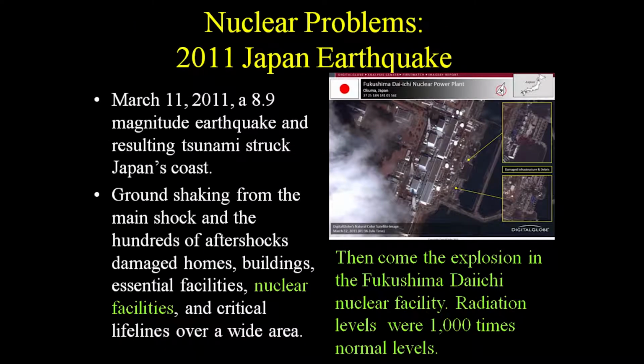On March 11, 2011, in Sendai, Japan, ground shaking caused by an 8.9 magnitude earthquake and a subsequent tsunami damaged the 2 Fukushima nuclear power plants, Fukushima Daiichi and Fukushima Daini, and caused explosions. Radiation levels rose to 1,000 times normal levels. More than 10,000 people died in the combined earthquake, tsunami, and nuclear accident.